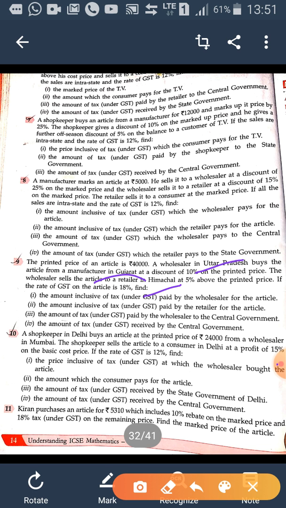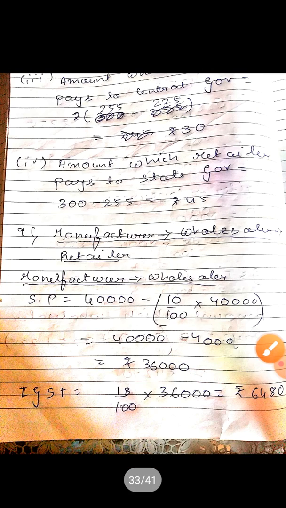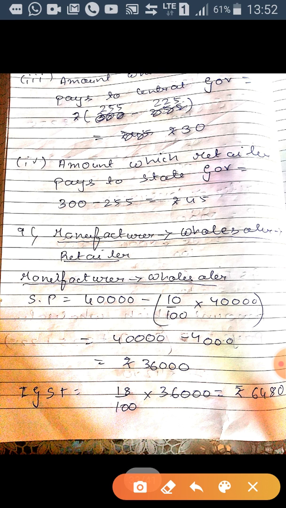So here, since it is not intrastate, we won't do the CGST and SGST thing. What we will do is straight away charge IGST. So as you can see, I've written down the entire transaction over here: manufacturer to wholesaler, and then wholesaler to retailer.